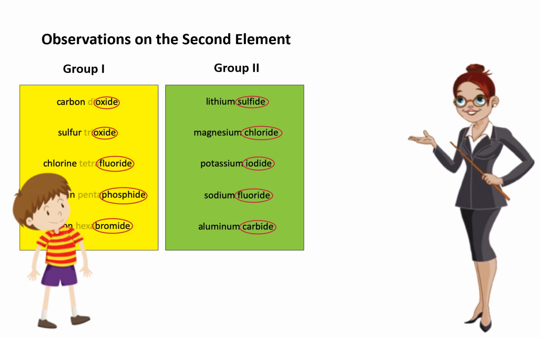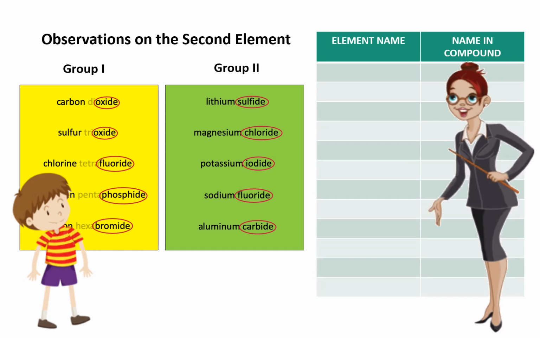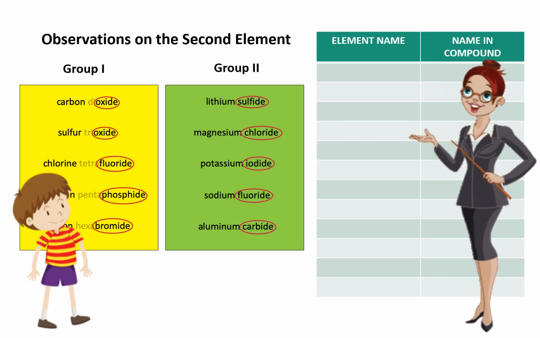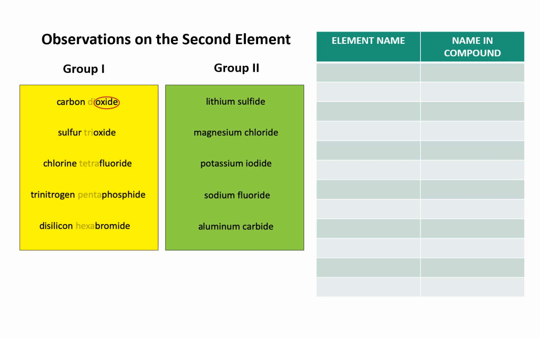As always, a chart helps. We'll set one up and begin with the first sample on our list. Oxide refers to the element oxygen. The letters YGEN are dropped off its name and replaced by "ide." Oxygen becomes oxide. It is a common second element in binary compounds. Here it is once again. Next on our list is fluoride, which refers to fluorine. The halogens are easy. Their "ine" ending is dropped and replaced by "ide." Fluorine becomes fluoride.